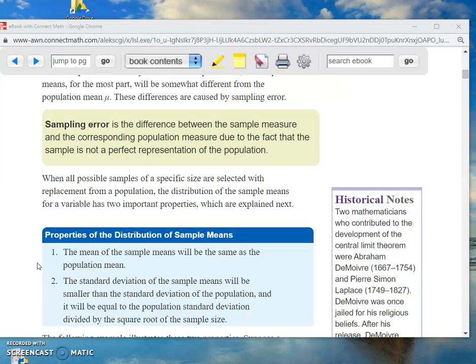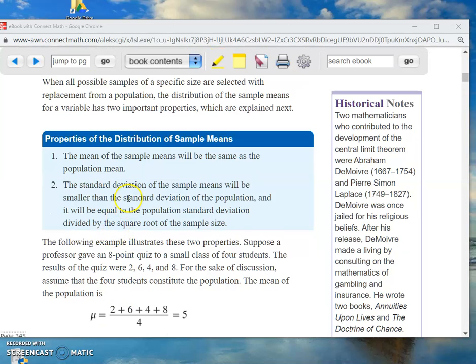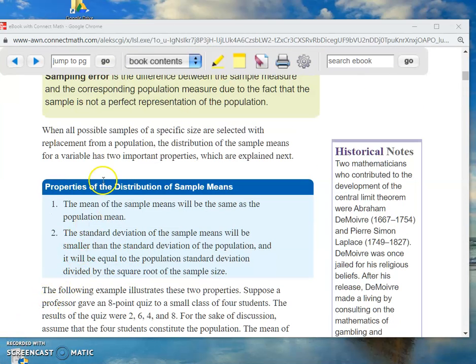So here are the properties of the distribution of the sample mean. Now let's read this carefully because it gets confusing. When all possible samples of a specific size are selected with replacement. Now, as I mentioned, it doesn't make any sense sometimes because we are going to replace people after we sample them, but that's the theory here. The distribution of the sample means for a variable has two important properties.